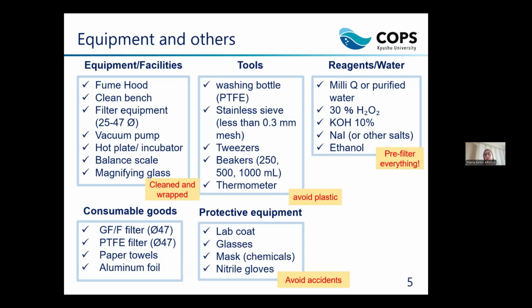Even if the chemical reagents are of very good grade, they might have some microplastics in them, mostly small microplastics that you will not be able to see. And of course, you will need a lot of consumable goods, the most important being the filter types. And the protective equipment, including the lab coat, the glasses, the mask, and nitrile gloves to avoid accidents.